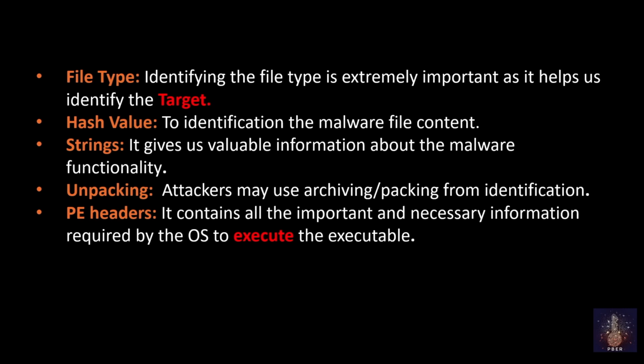Unpacking: attackers may use packing to hide themselves from identification. PE header: it contains all the important and necessary information required by the OS to execute the executable. The PE header contains the information on where to load the executable and DLLs, and where execution has to begin. By analyzing the PE header, we can understand how this malware works.